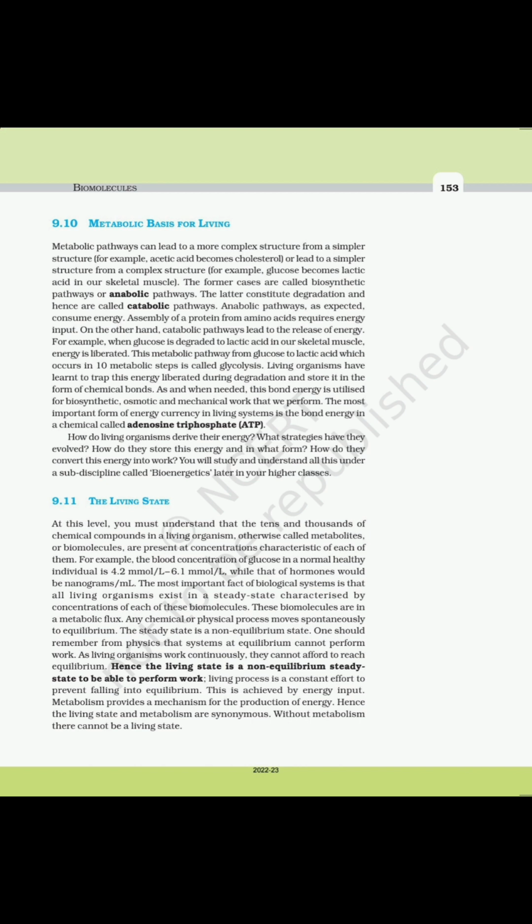Living organisms have learned to trap this energy liberated during degradation and store it in the form of chemical bonds. As and when needed, this bond energy is utilized for biosynthetic, osmotic and mechanical work that we perform. The most important form of energy currency in living systems is the bond energy in a chemical called adenosine triphosphate (ATP). How do living organisms derive their energy?